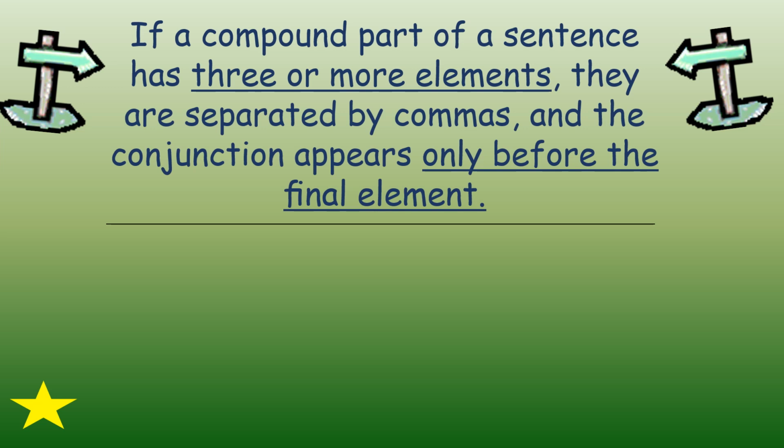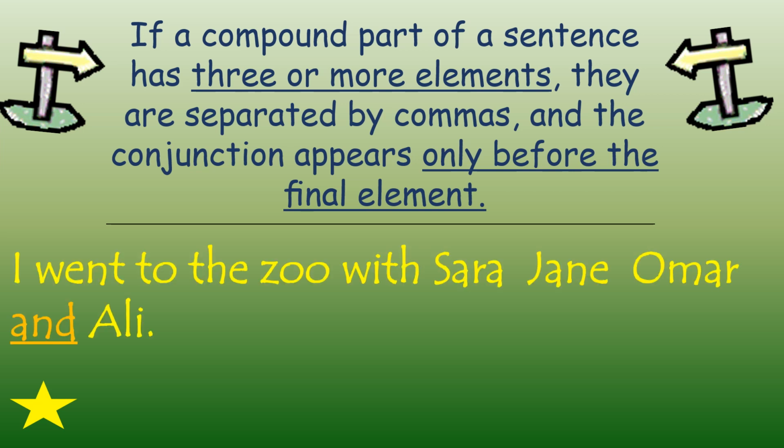One more piece of information. If a compound part of a sentence has three or more elements, they are separated by commas, and the conjunction appears only before the final element. Example: I went to the zoo with Sarah, Jane, Omar, and Ali. Here we don't have to say Sarah and Jane and Omar and Ali. No, we can put commas instead. Sarah, comma, Jane, comma, Omar, comma, and Ali. Here the conjunction appears only before the final element, which is Ali.